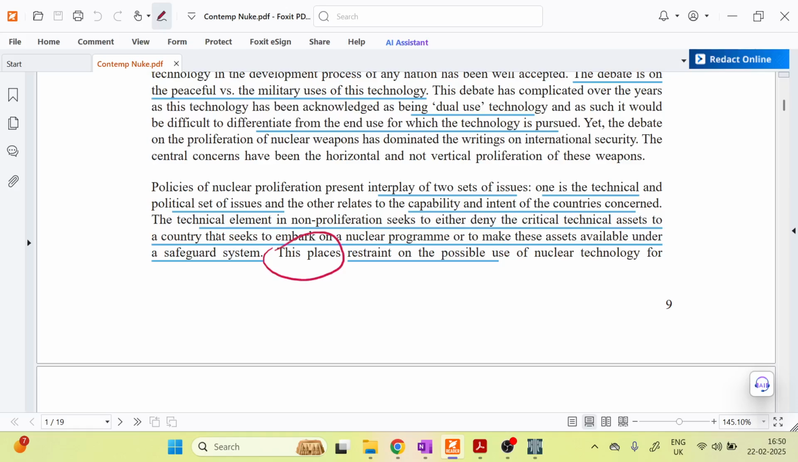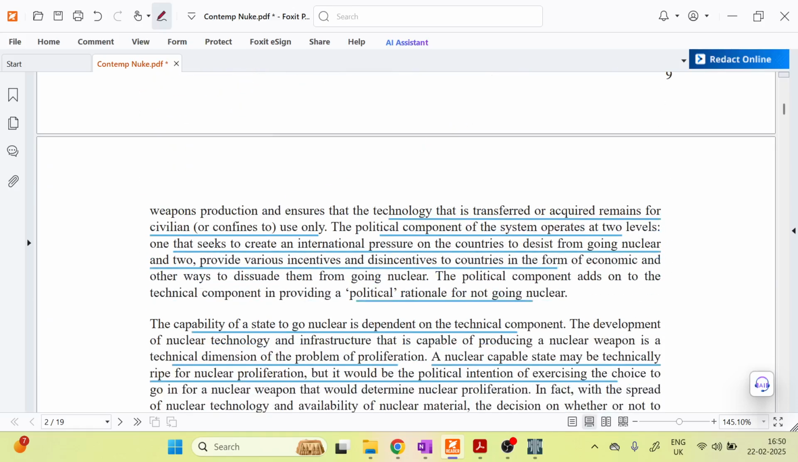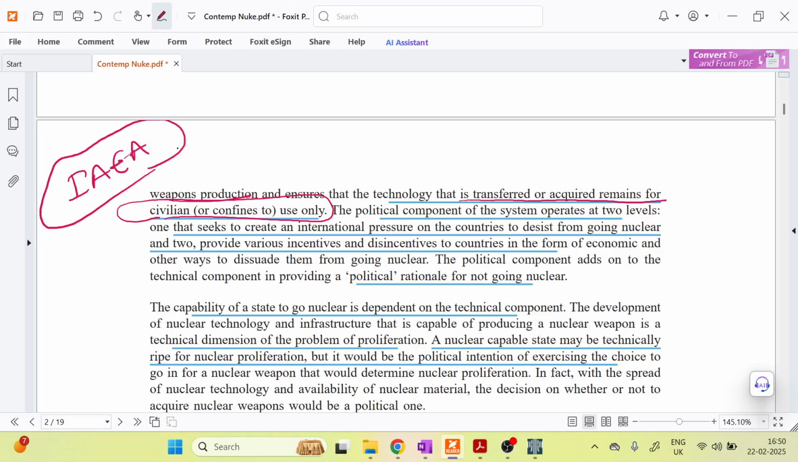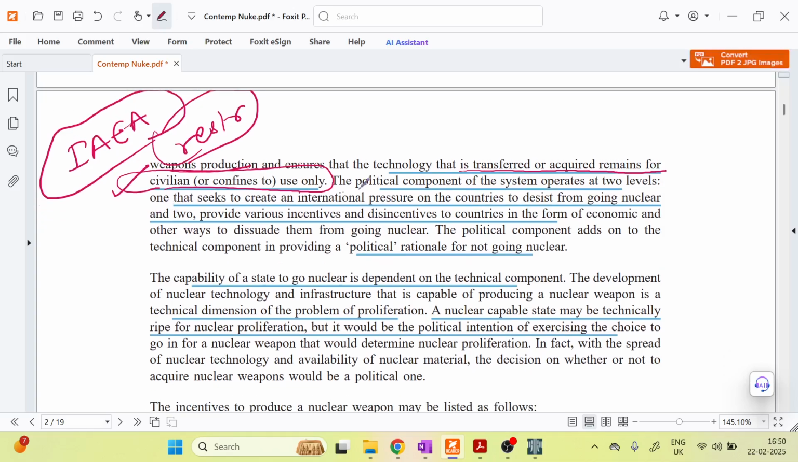This safeguard system, this watchdog system, places restraint on the possible use of nuclear technology for weapon production and ensures that technology that is transferred or acquired remains for peaceful use. The International Atomic Energy Agency is such a watchdog and safeguard system, putting restraint in terms of regulation and monitoring so that any asset acquired for civilian use will be used for the said purposes. Then comes the second, political component of the system.